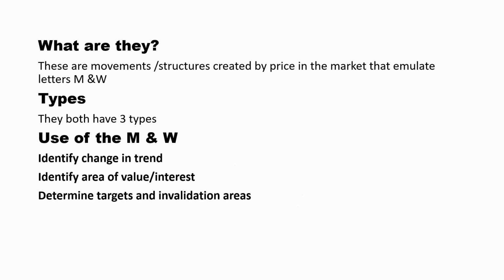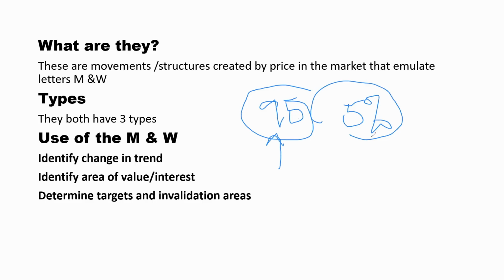Now, the first one is it identifies change in trend. What do I mean by change in trend? This is a very big factor for most traders, and they don't understand. That's why 95% of people are losing money, while only a few are in the 5%. Personally, I believe this percentage is bigger. I believe about 98% lose money in the market and only 2% make money. But that's my personal opinion.